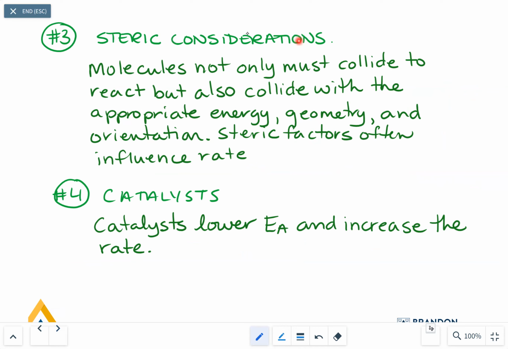There are steric considerations that are required. So as I was saying before, not only do molecules have to collide with each other, they have to have the appropriate energy and the appropriate orientation. And often we've got steric factors that can influence the rate of things. So what would be a good example of this? Okay, there is one example which I can think of.